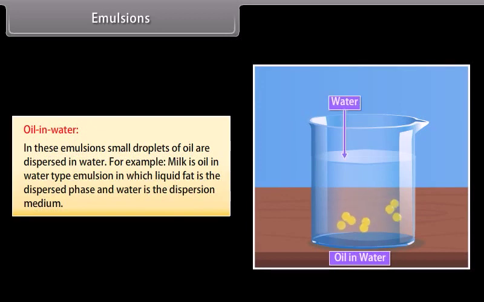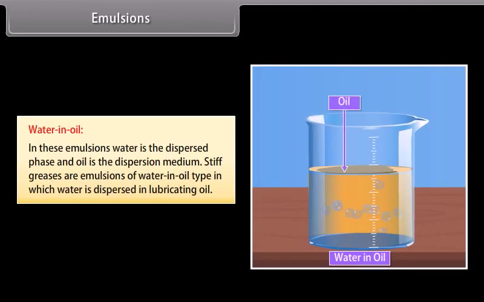Oil in water. In these emulsions, some droplets of oil are dispersed in water. For example, milk is oil in water type of emulsion, in which liquid fat is the dispersed phase and water is the dispersion medium. Water in oil. In these emulsions, water is the dispersed phase and oil is the dispersion medium. Stiff greases are emulsions of water in oil type, in which water is dispersed in lubricating oil.